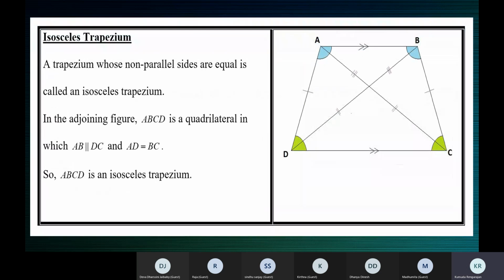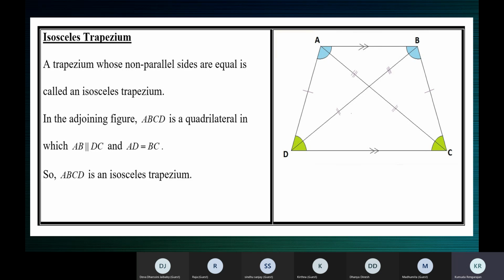Now, isosceles trapezium. An isosceles trapezium is a trapezium. That means one pair of opposite sides is parallel. AB is parallel to CD. Why is it called isosceles? Isosceles means two sides equal. The term isosceles is used when two sides are equal in a figure. The non-parallel sides are the equal sides.